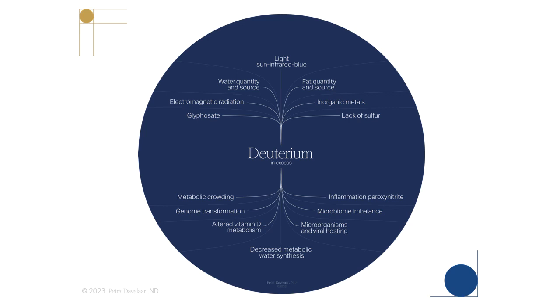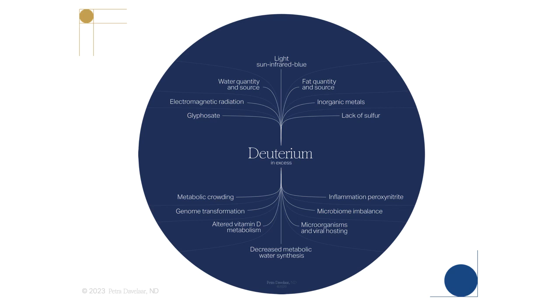This flowchart shows some of the key factors that play a role in the accumulation of deuterium levels in our bodies and the effects that they have. Water quality and quantity, fat quality and quantity, and light spectra are the primary inputs that determine deuterium levels. Omnipresent glyphosate, electromagnetic frequencies, and inorganic metals affect submolecular regulation as well. Lack of sulfur and essential trace minerals further impair function and reduce metabolic water synthesis.